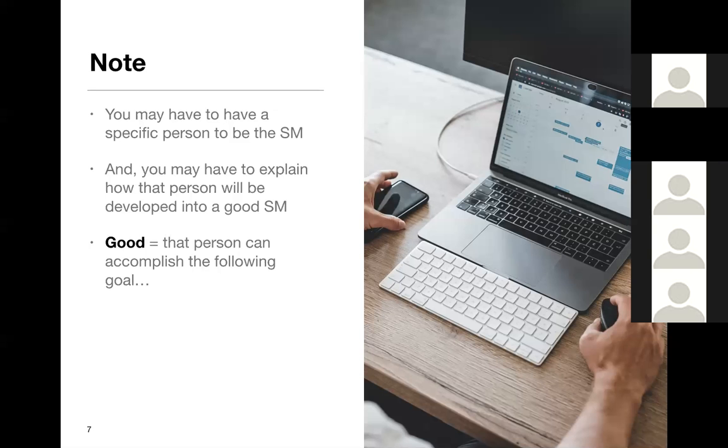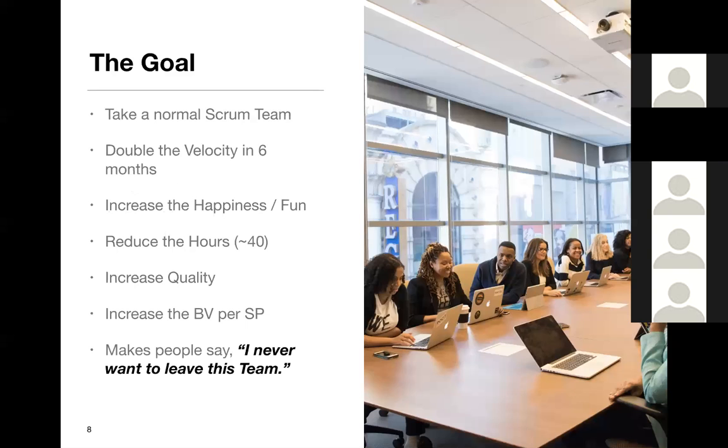excuse me, if we don't have a good Scrum Master, then we're going to have a bit of a problem. And by good, I mean that they can accomplish the following goal, which is somewhat aggressive, but I think quite doable with a pretty good Scrum Master. Take a normal team, double the velocity in 6 months or so, even a year would be quite compelling compared to what we're usually doing. At the same time, increase the happiness. At the same time, reduce the hours for the team.